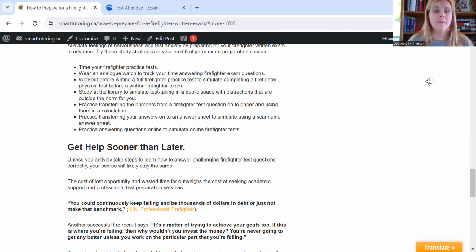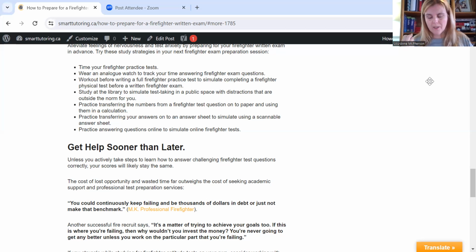Okay. And then that brings me to the next point, which is transferring your answers onto an answer sheet to simulate using a scannable answer sheet. So what I'm talking about is, if you're using something like a Scantron, sometimes they'll give you a booklet and you have to put the answers on the booklet. That's not what I'm talking about. What I'm talking about is, they'll give you a booklet and then they'll give you a separate piece of paper, and it's like bubbles, and you have to fill in the bubbles with your pencil. That's what I'm talking about. So you might not even know this.